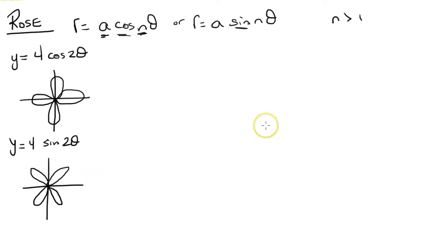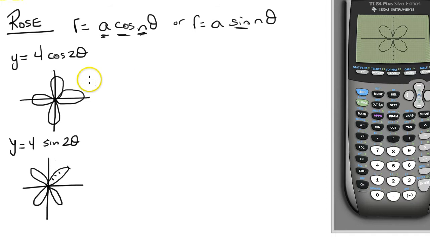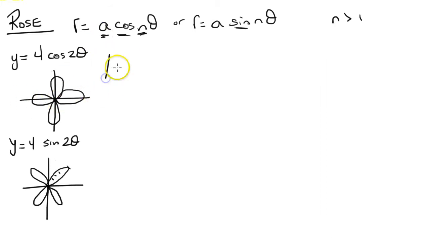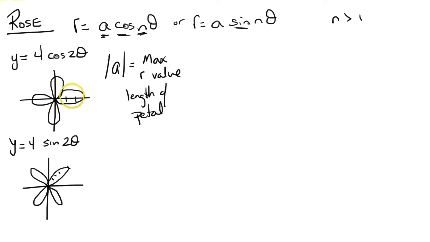Now, if we could measure it, you would see that these petals go out to 4. This number in front, the a value, tells us how big it is. And if you remember, when we graphed the one that had a negative 5, it still went out to 5. So what this a value does, the absolute value of a, is the max r value, or in this case, the length of the petal. So if you see a graph and it went out to 3, let's say, then you say, oh, it's 3 cosine.